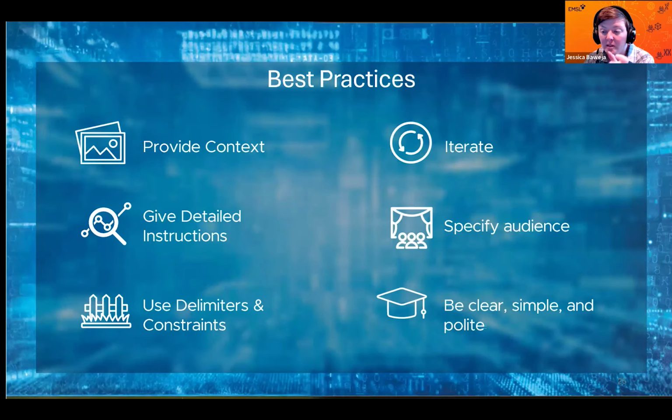And delimiters and constraints. So that's that output section that I mentioned. Right. So really putting some constraints around how you want it to provide that output. I want it in this template. I want it in table format. I want it to be written entirely in Python using the SciPy package. Whatever it is that you want, be specific. And delimiters are just things that break your input up into parts, right?